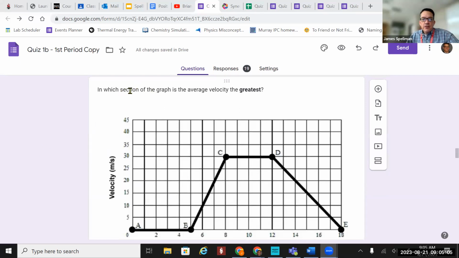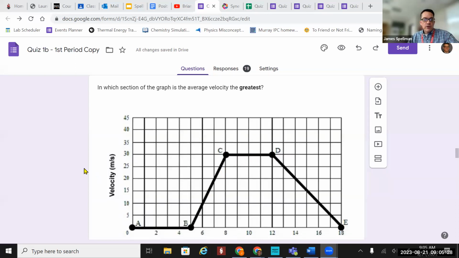This question is asking, in which section of the graph is the average velocity the greatest? Again, if you're looking at the graph, the velocity simply is how high the graph is. And it was this line right here between C and D when the velocity is going to be the greatest, because from C to D, it was going 30 meters per second. At no other point in the graph was it even going greater than 30 meters per second. So this would have to be the greatest velocity.